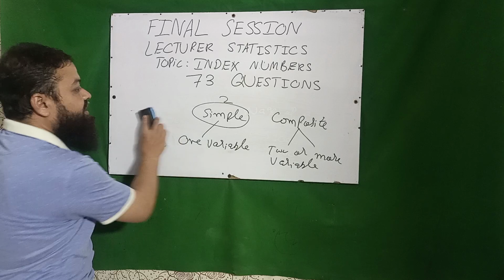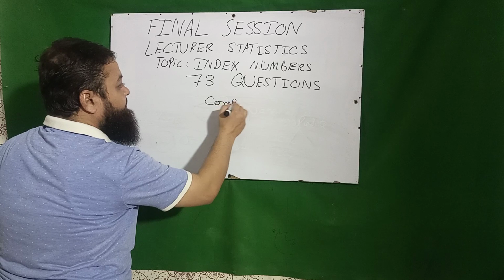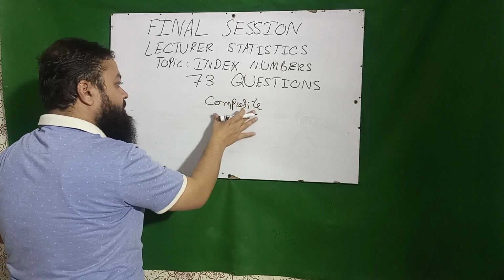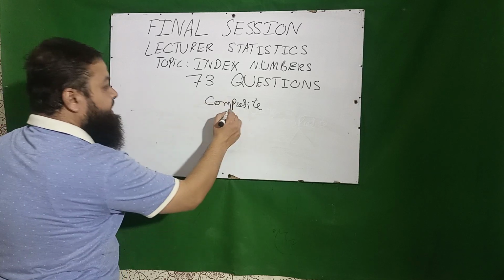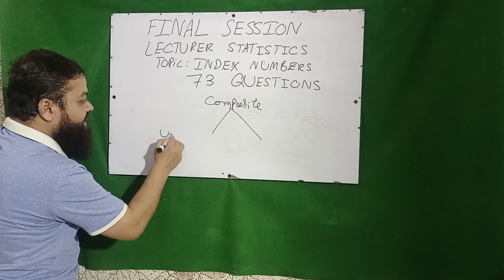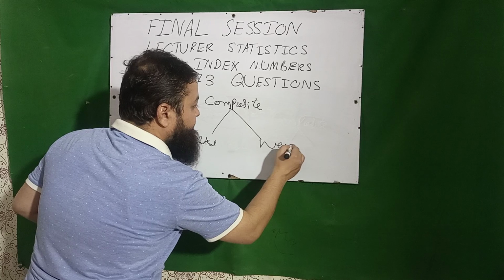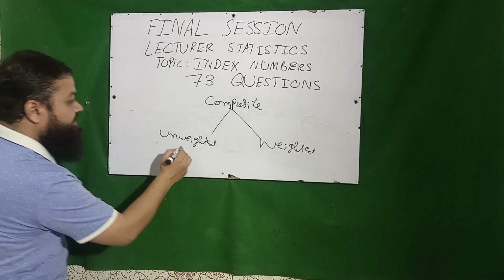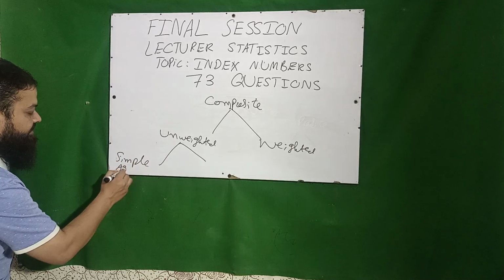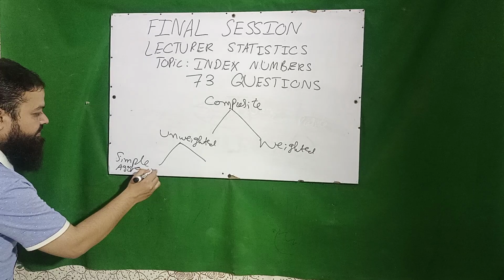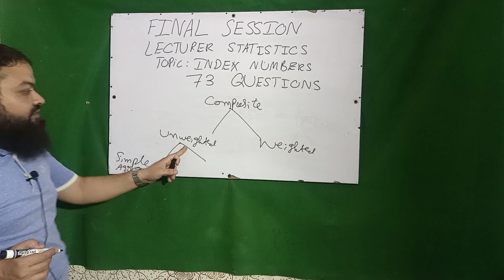A very important question. Next one is, composite index number has two types. As I told you, in composite we are interested to measure the change in two or more than two variables. It has two types. The first one is unweighted index number and the second one is weighted index numbers. In unweighted index number we have two types. The first is simple aggregative method. Whenever we are interested in two or more than two variables, we move towards unweighted and weighted.